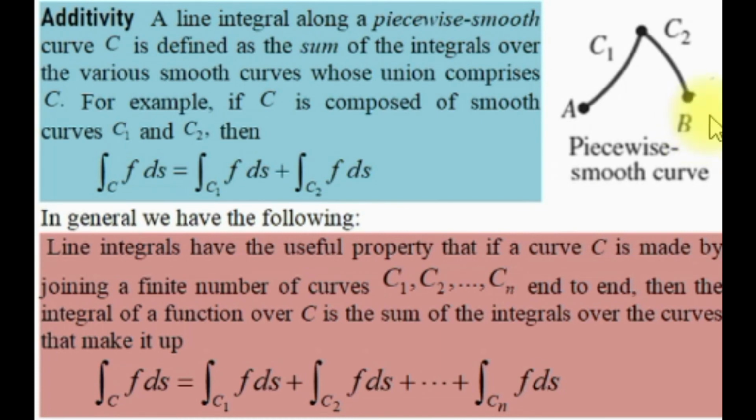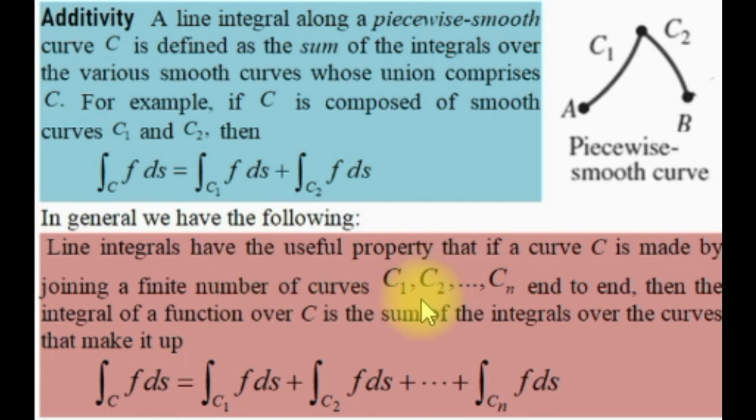Suppose we are asked to find the line integral of a function f defined on a piecewise smooth curve like this. For that purpose, we first find the line integral of f along C1, then add that value to the line integral of f along C2. And that property is called the additivity property.